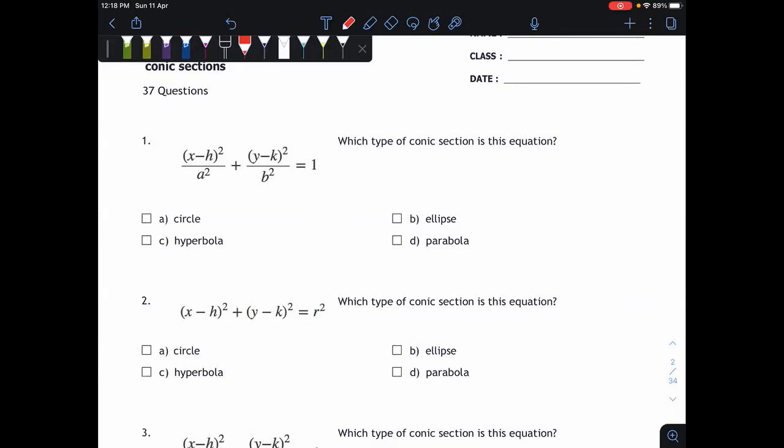So we have to write here, this is a mistake in the question. We should write here that A should be greater than B, so to be an ellipse.